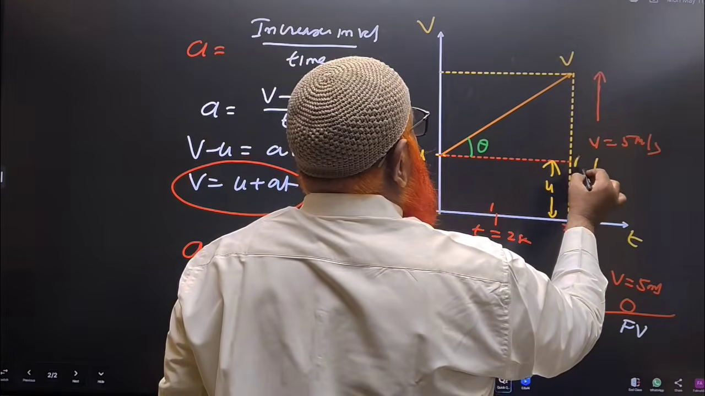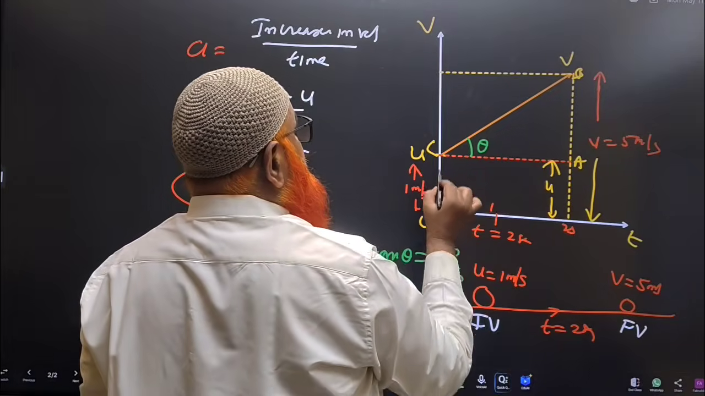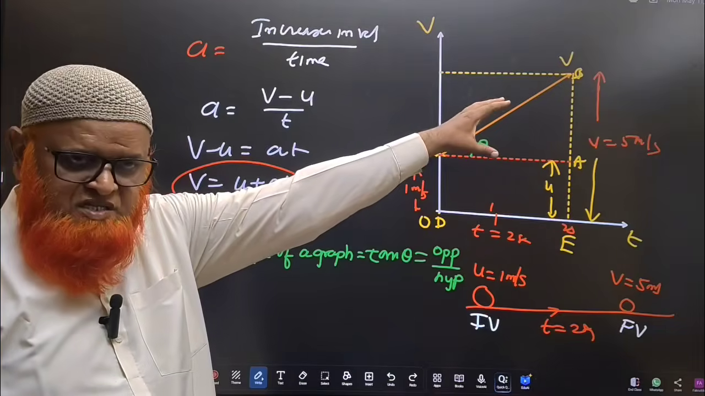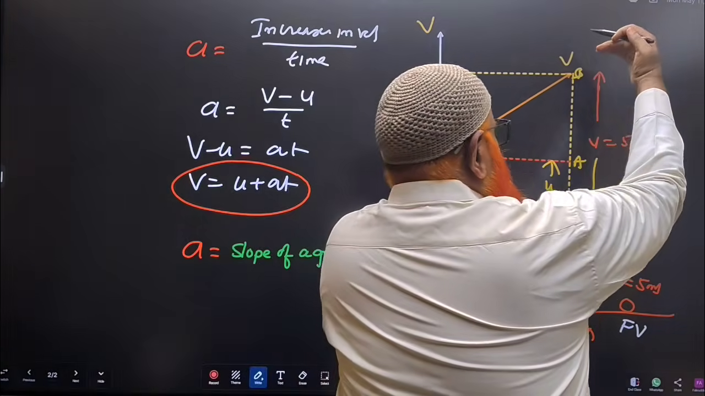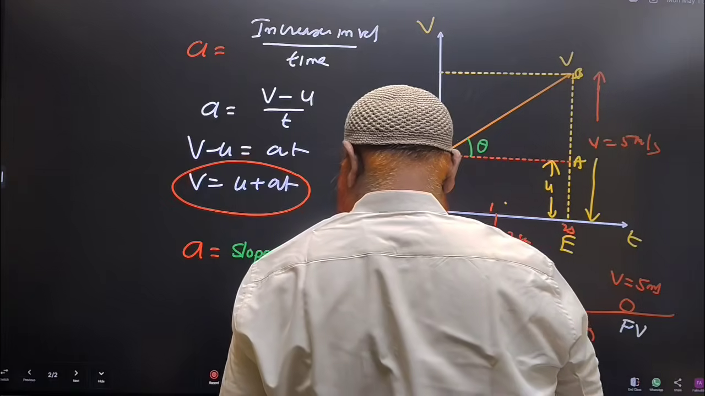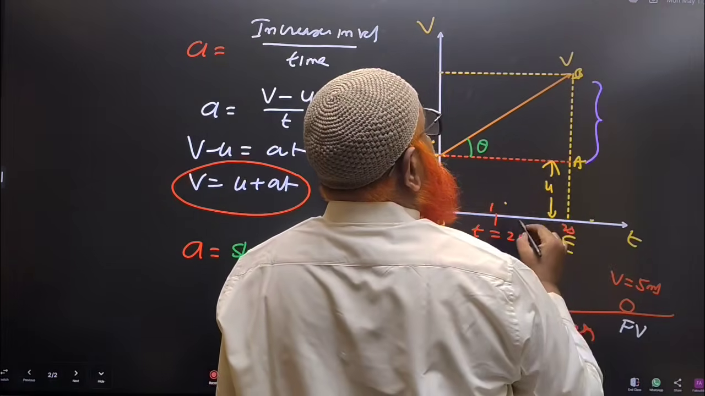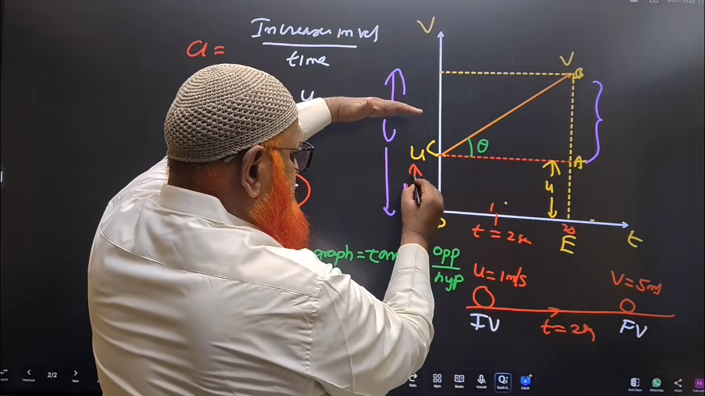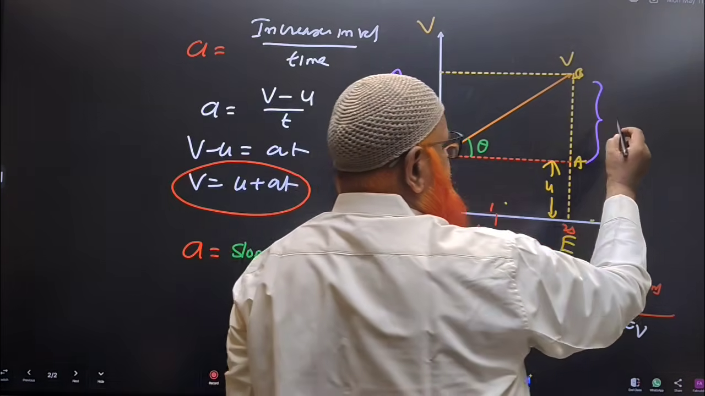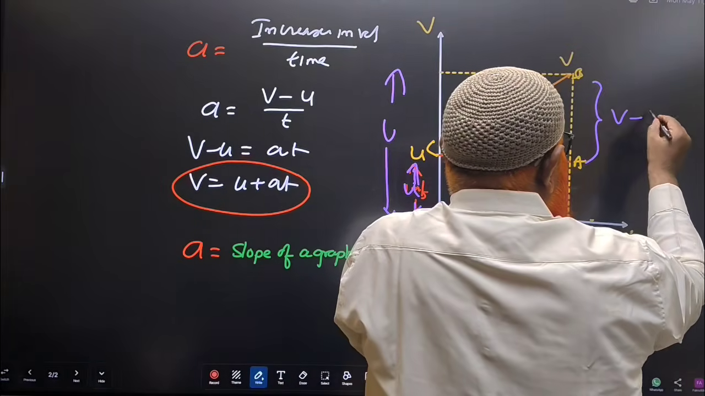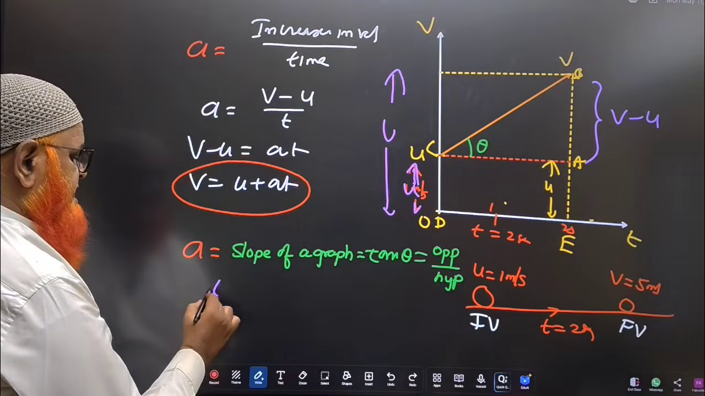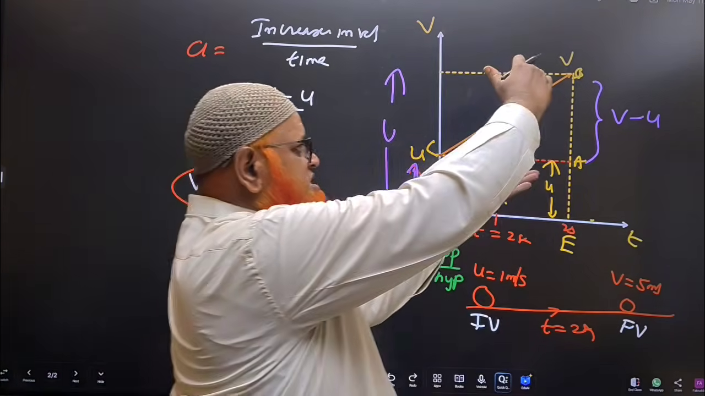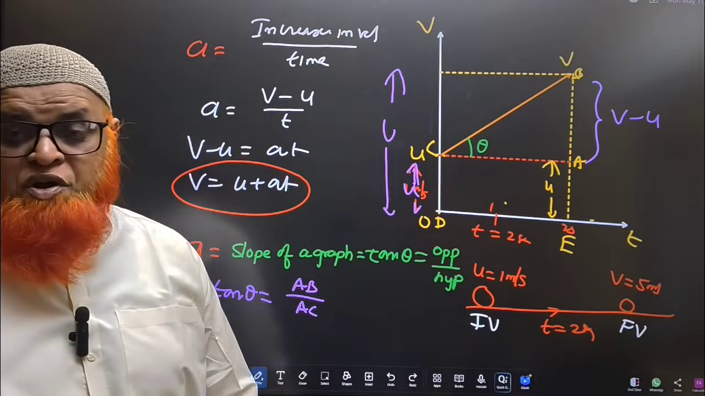Now let us name this one. This is A, B, and this is C, D, and this is going to be E, for example. So what is going to be the slope? Tan theta is nothing but opposite side. If you want to measure the opposite side, this is V and this is U. Now we want this part, because this is finally V. From here to here it is V, and from here to here it is going to be U. Then I want the middle part, so we write final minus initial, that is going to be V minus U. Here tan theta is nothing but opposite side, AB, and adjacent side, AC. Opposite is AB, adjacent side is AC. That is going to be the slope.